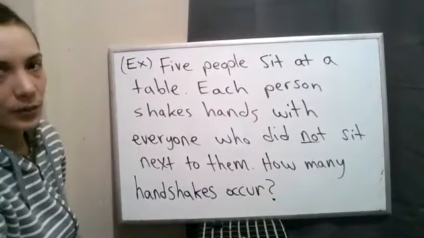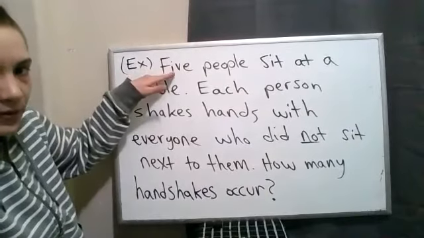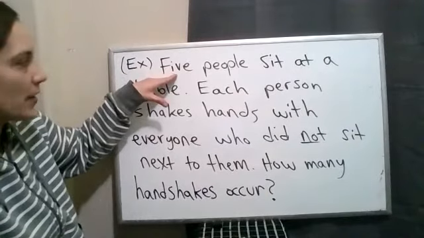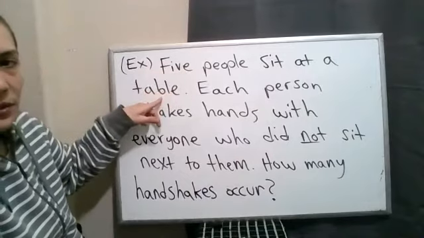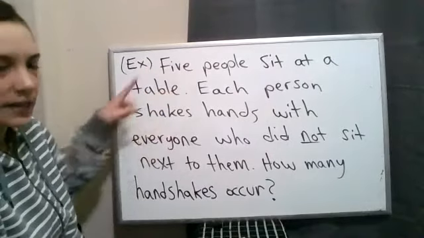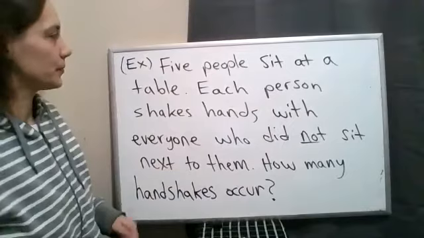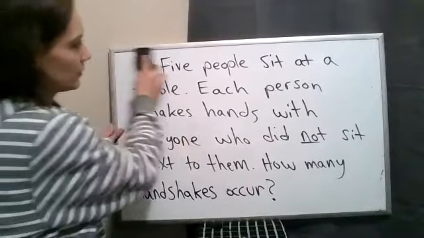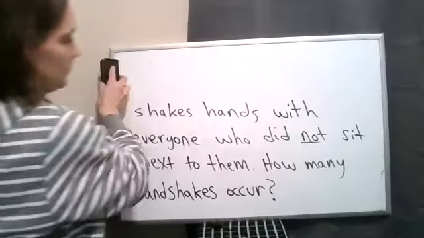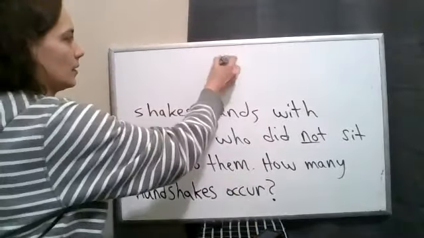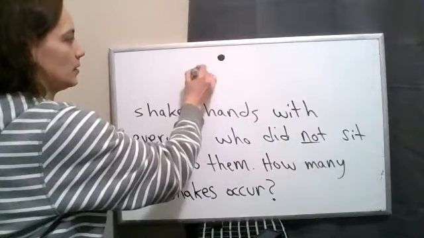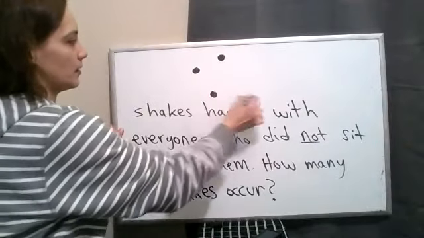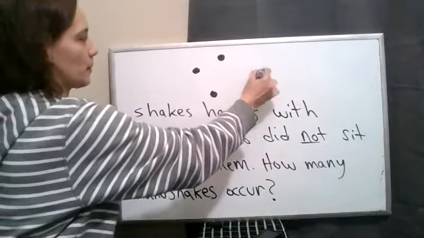Cool. So we're going to draw 5 vertices representing our 5 people. And I'm going to put them in sort of a circle, so they're sitting at a round table. Two, three, 4, 5 people.